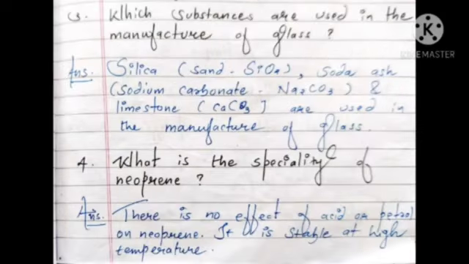Third one is, which substances are used in the manufacture of glass? And the answer is silica, which is known as sand, and the formula is SiO2, soda ash, which is known as sodium carbonate, and the formula is Na2CO3, and limestone, and the formula is CaCO3, are used in the manufacture of glass. Fourth question is, what is the specialty of neoprene? And the answer is, there is no effect of acid or petrol on neoprene. It is stable at high temperature.